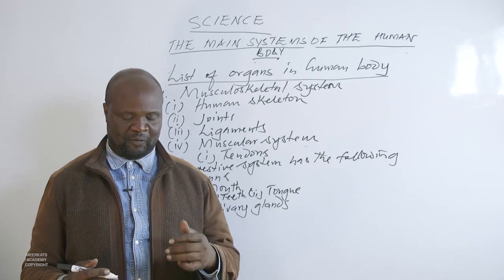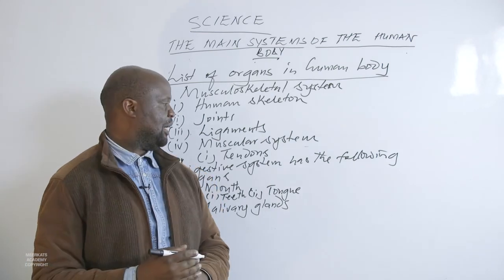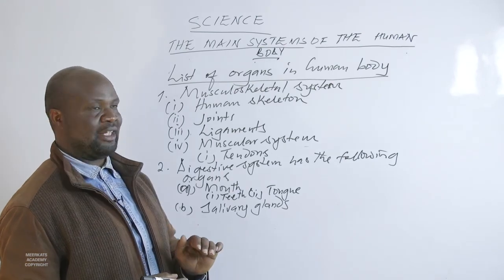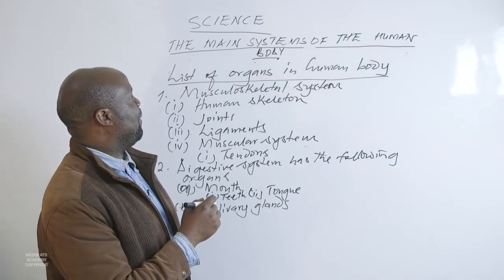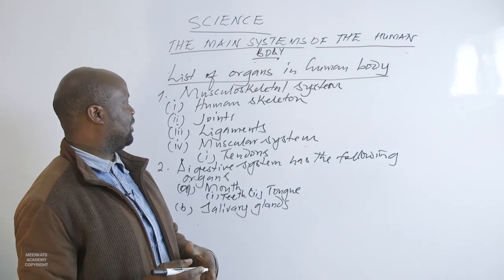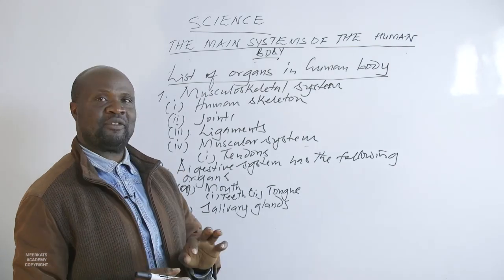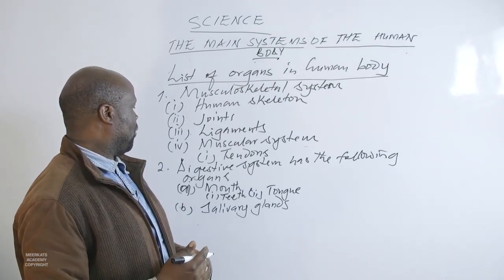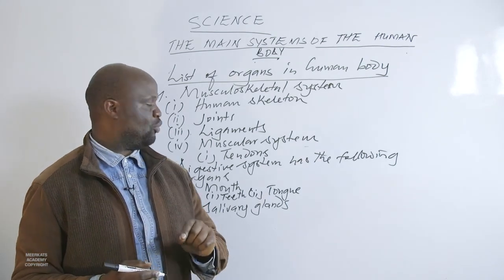From the mouth, we have the pharynx, the esophagus, the stomach, the small intestine, the duodenum. But as far as I'm concerned, we have seen the organs present within the musculoskeletal system. We have seen the human skeleton, the ligaments, the muscular system, the tendons. Then we have touched slightly on the digestive system, and we have said it has the following organs. We have seen that the mouth has teeth and the tongue. We shall continue from here.